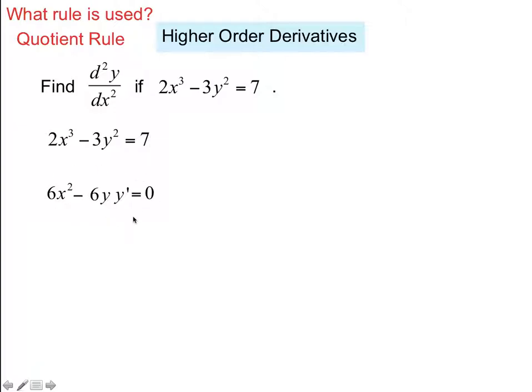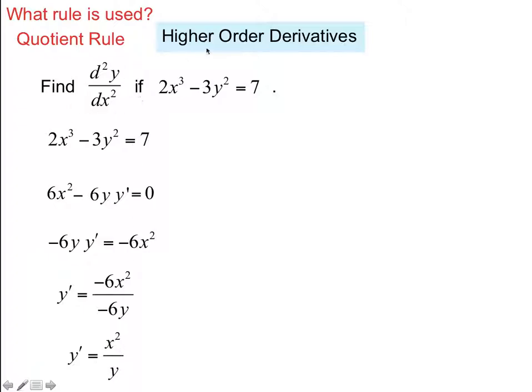So now we can solve for this. So solving for this, we take the 6x squared to the other side. We divide by negative 6y, and I probably simplify this. There we go. So the derivative y prime, or dy dx, is x squared over y.